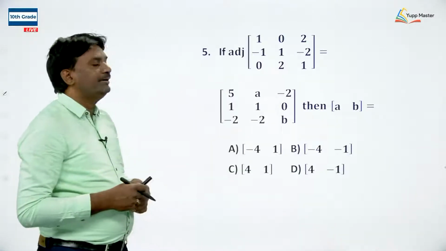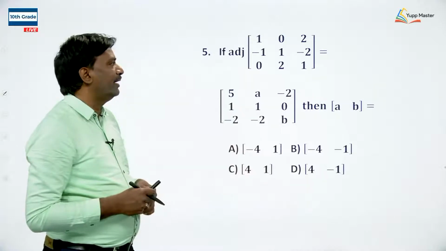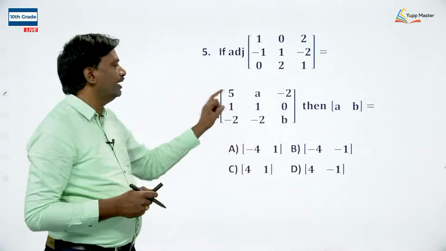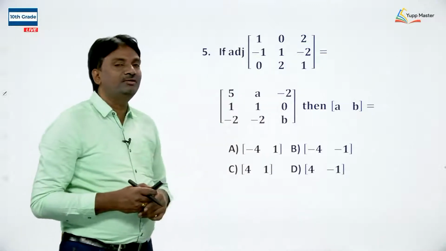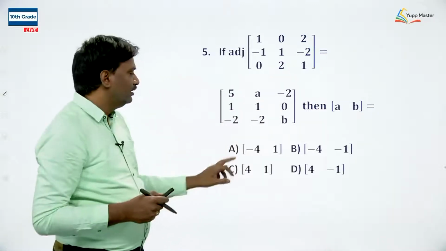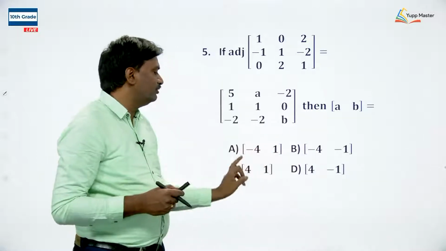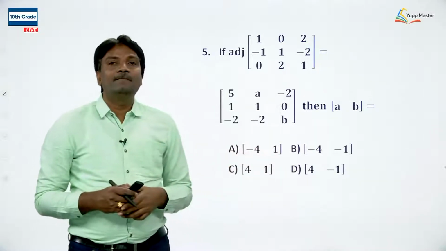Now here, if adjoint of 1 0 2, minus 1 1 minus 2, 0 2 1 equal to 5A minus 2 1 1 0 minus 2 B, then the values of A, B. Options: minus 4 comma 1, minus 4 comma minus 1, 4 comma 1, 4 comma minus 1.